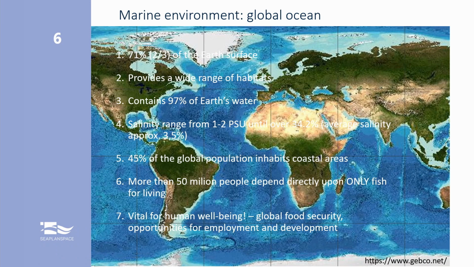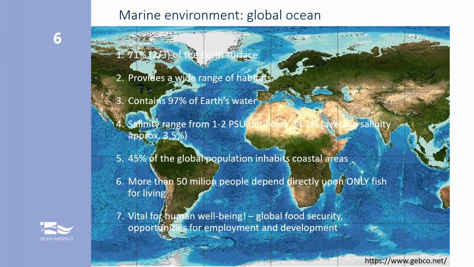Let's face some facts regarding the global oceans as such. First of all, we have to remember that the ocean covers 2/3 of the planet's surface, and it provides a wide range of habitats where an enormous amount of marine life is living. It also contains over 97% of Earth's water sources. It is also a very broad environment from a perspective of salinity level, and the salinity spans from 1 or 2 promiles, like, for example, in some parts of the Baltic Sea, up to over 35%, as we have, for example, in the Dead Sea.